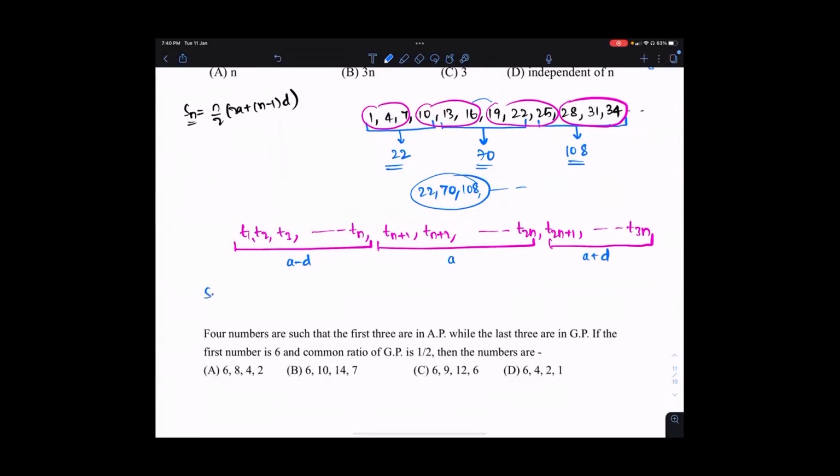Now, what is S3n, guys? S3n is T1 plus T2, and so on till T3n. Now, is it simply A minus D plus A plus A plus D, which is 3A?